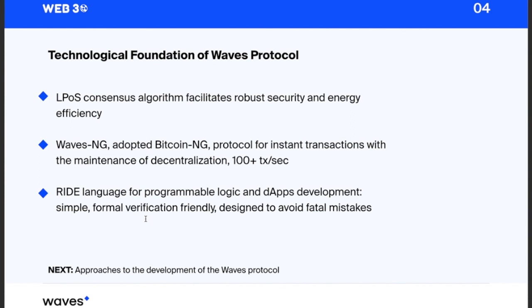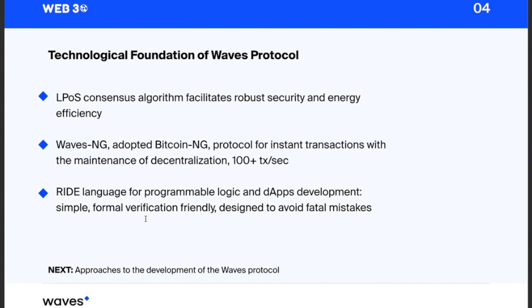The Waves blockchain, as I said earlier, runs on the LPOS, which means leased proof of stake consensus algorithm, and this facilitates security and energy efficiency. You don't need electricity to mine Waves. You can just run your Waves node on a simple VPS droplet and you are good to go. Also, the Waves NG, this enables it.